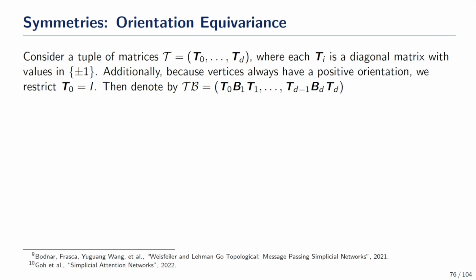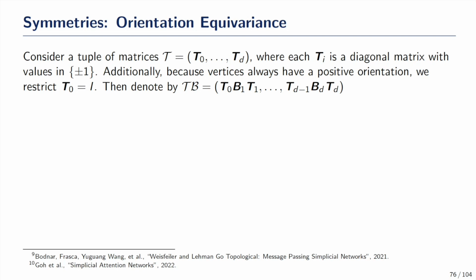All right, so now we can define some matrices, T0 up to TD. These matrices are just diagonal matrices, and their values are ±1. So they're just matrices to perform these sign flips, right? All they do is flip the signs of columns and edges depending on how you multiply. Also, we have to put some restrictions. For T0, the one for the vertices, it must be the identity, because we just discussed that vertices have a canonical fixed orientation. We can't flip the orientation of a vertex, so that must be the identity.